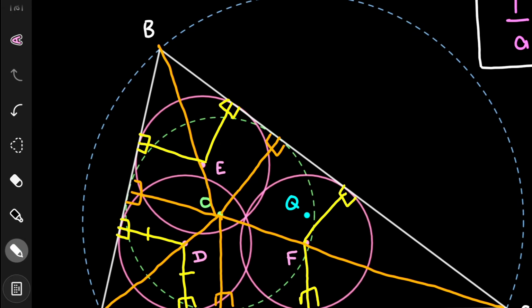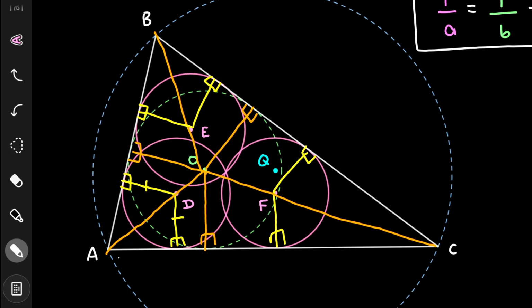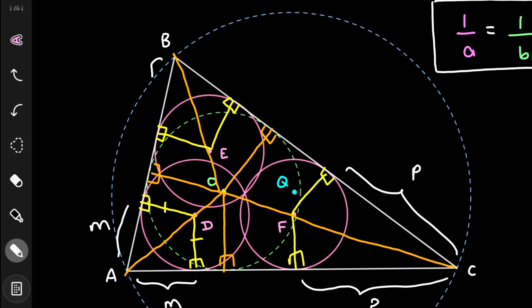Okay, so here we have drawn too many line segments. Now let us give the lengths. First of all, the distance from the point A to this tangent point, I will give the length M. So the length from A to this tangent point would also be equal to M. Similarly, the distance from C to this tangent point, I will take as P. Therefore, the distance from C to this tangent point would also be equal to P. And the distance from the point B to this tangent point, I will take as N. Therefore, this length would also be equal to N. And this is happening because these triangles were congruent to each other.